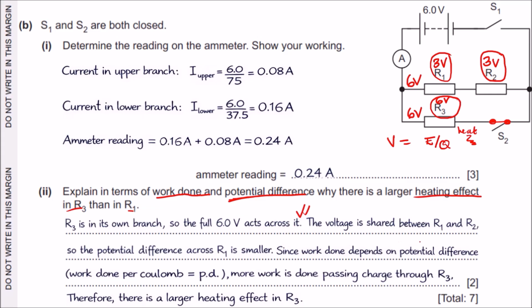Since work done depends on potential difference, the work done, the energy transferred per unit charge, per coulomb of charge, depends on potential difference. More work is being done in moving a coulomb of charge across R3. Therefore, there is a larger heating effect in R3.